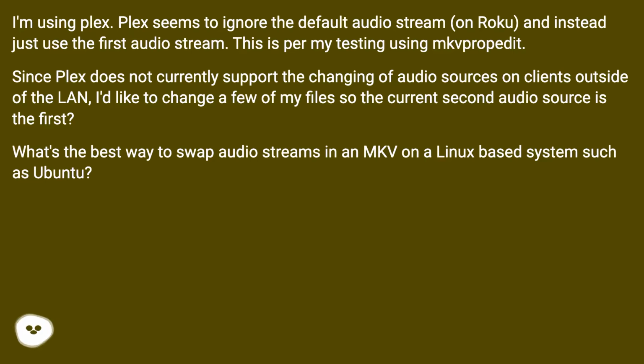Since Plex does not currently support the changing of audio sources on clients outside of the LAN, I'd like to change a few of my files so the current second audio source is the first. What's the best way to swap audio streams in an MKV on a Linux-based system such as Ubuntu?